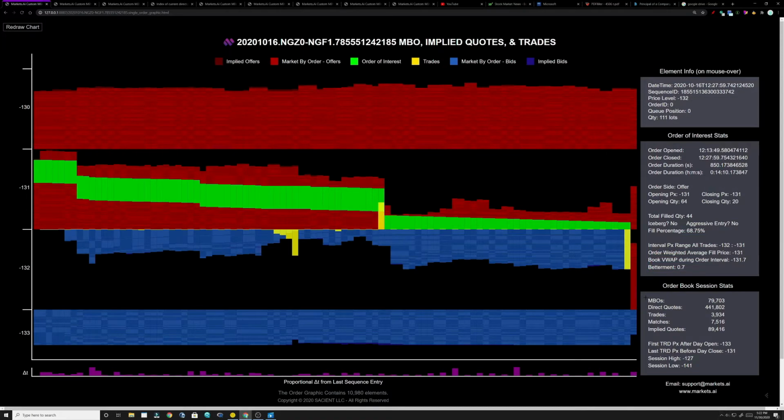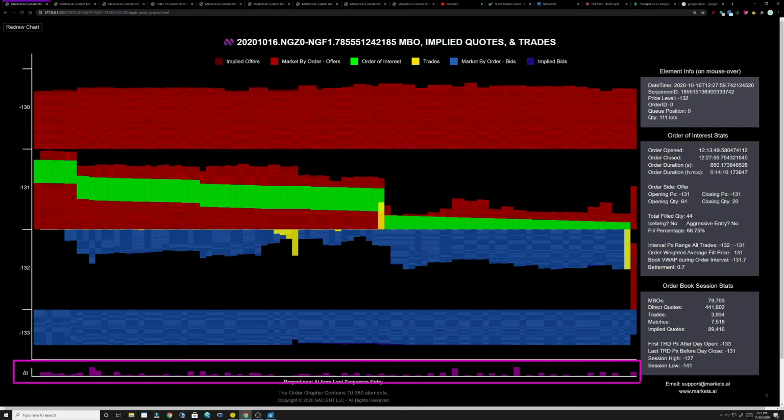And lastly, we have the overall session stats. So the first trade after the open at 9 in the morning Eastern was 133s, and the last trade was 131s before the 2:30 close. And for the entire session, the high was 127 and the session low was 141. Just some basic information. All kinds of metrics can be calculated and included on this chart. This is a base set to help us understand what's going on.